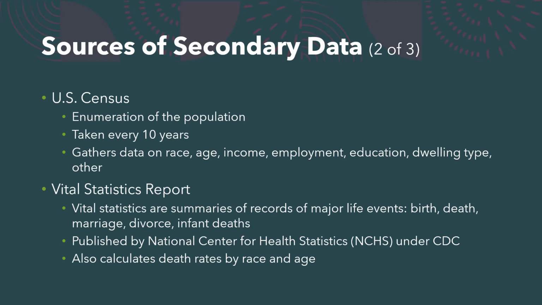So, for example, in the United States, the U.S. takes a census, counts the population every 10 years, and looks at various demographic data. The same type of census is done in Canada as well, and in other countries. In the United States, we have something called the Vital Statistics Report, which looks at major life events such as birth, death, marriage, divorce, infant deaths, etc. And this is where we get our data on maternal and infant mortality.